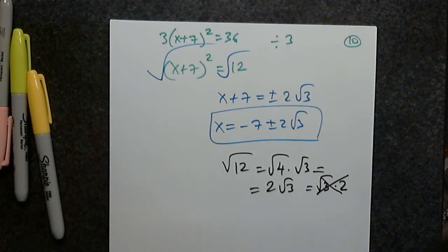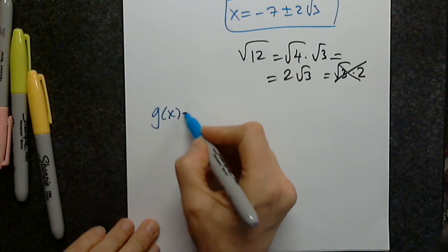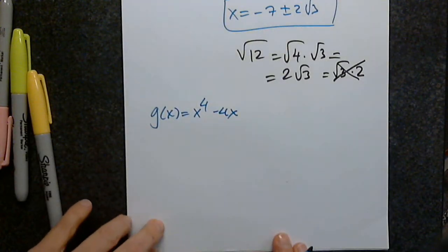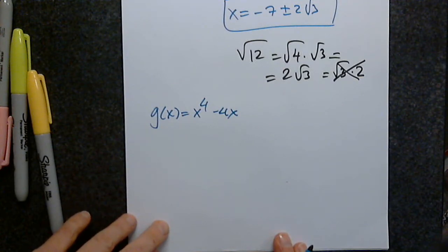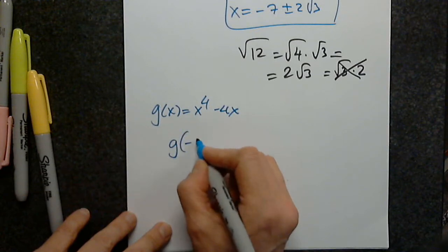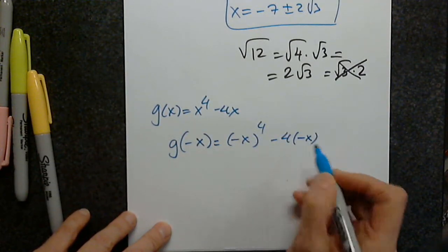Determine whether the function is odd, even, or none of the above. Let's take a look at that. So we have g of x, which is x to the 4th minus 4x. My answer was even. No, wrong. In any event, we have to find g of negative x. So negative x to the 4th power minus 4 times negative x.